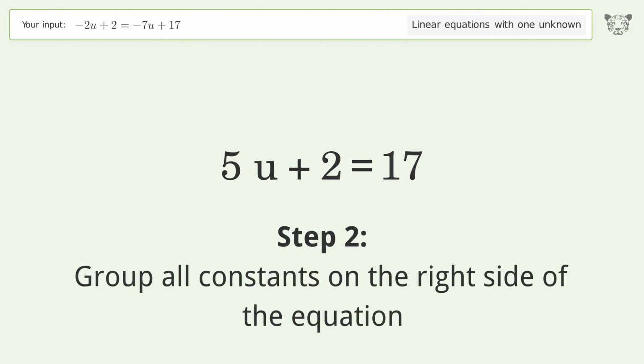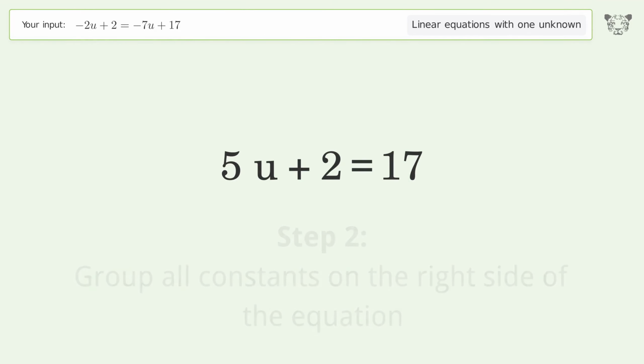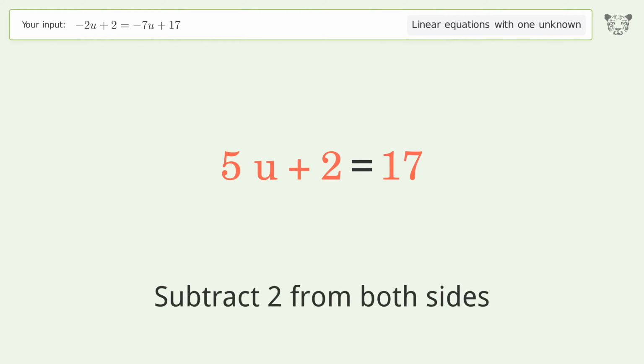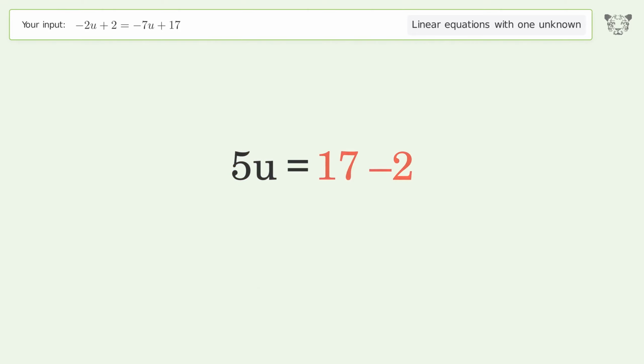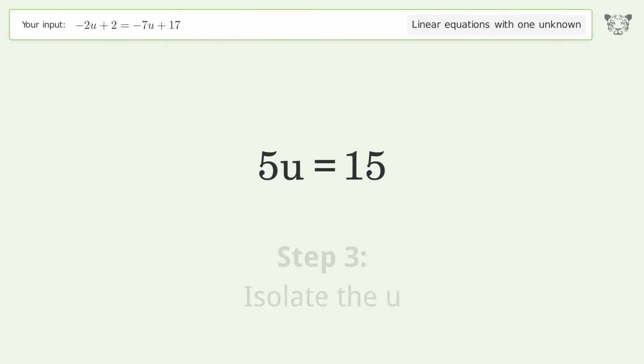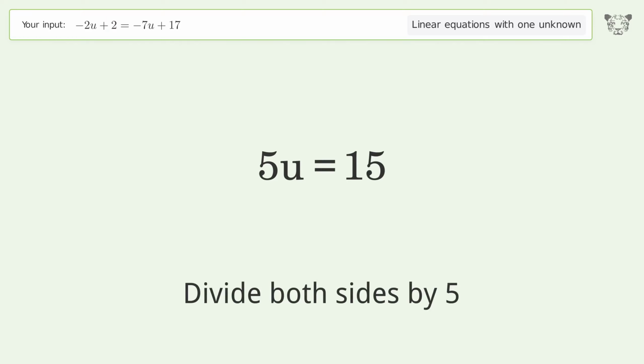Group all constants on the right side of the equation. Subtract 2 from both sides. Simplify the arithmetic. Isolate the u. Divide both sides by 5.